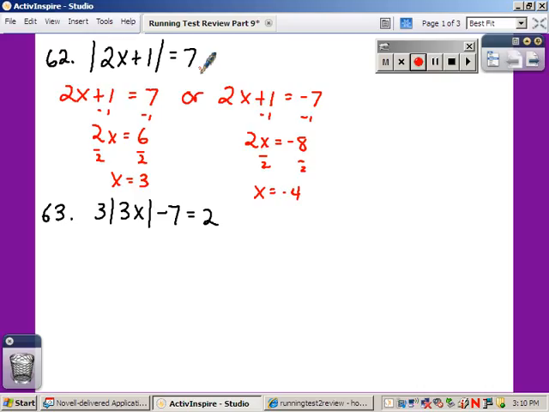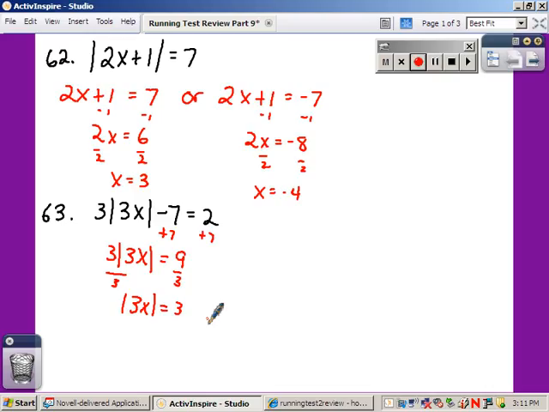So number 63 is the same principle, but it's a little harder because the problem is not set up quite as simply and easily as this one is. We need the absolute value part to be by itself, which means that this negative 7 and this 3 out here have to go away. So before I get to splitting it up like I did up here, I'm going to add 7 to both sides. Now I've got 3 times the absolute value of 3x equals 9. And then I want to get rid of this 3, so I'm going to divide the whole thing by 3, which will cancel that and leave me with the absolute value of 3x equals 3.